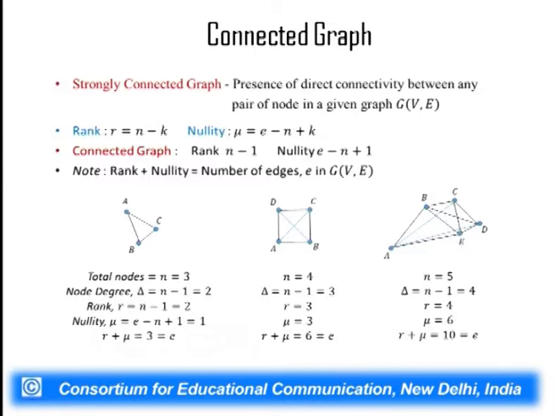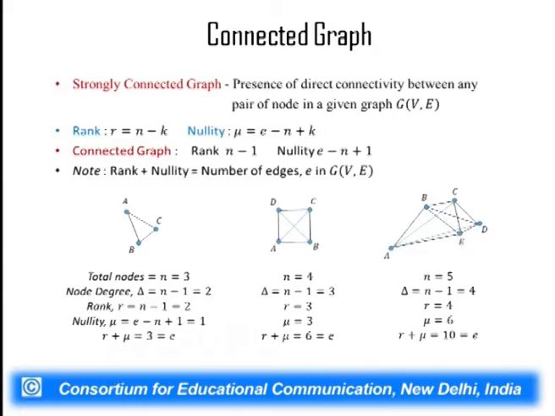Nullity, which is also known as Betti's number, is calculated with the formula mu = E - n + k. n and k we know, and E is the number of edges. If we apply this formula on the first figure, we find that nullity is equal to 1.